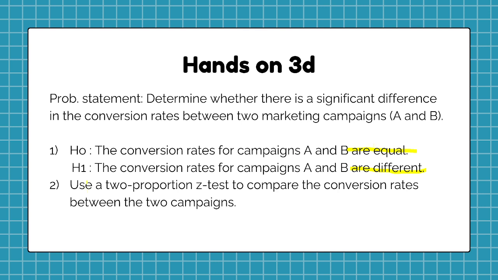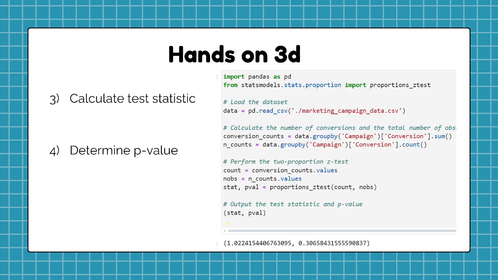Second step, we need to decide which method is suitable. So we use the two-proportion Z-test, right? Two proportions means we compare the conversion rate between the two campaigns. Then we will compute the test statistic. In this hypothesis testing, we need to include statsmodels because this is under the Z-test method, so the import of proportions Z-test should be included.